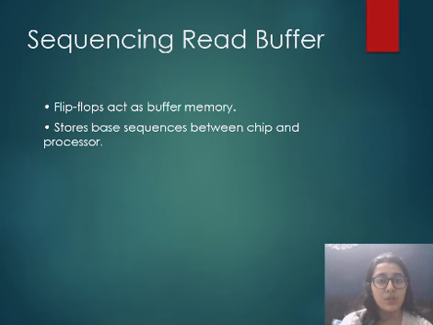Now, sequencing doesn't happen in a perfectly smooth flow. Data often needs to be held temporarily. This is where flip-flops act as a buffer. They store incoming DNA data temporarily while the processor catches up. This buffering prevents overflow and ensures that no part of the DNA sequence is skipped or duplicated.